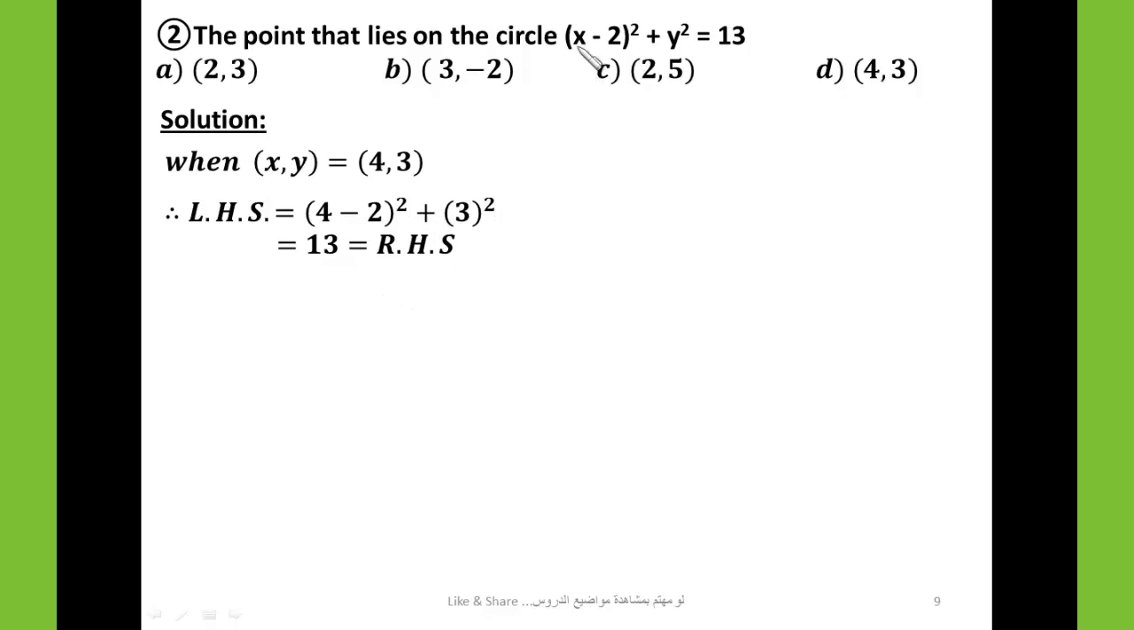Substituting x equals 4, so we have 4 minus 2. And substituting y equals 3, we have 3 power 2. (4 minus 2) all square, it is 4, because 4 minus 2 is 2, 2 square is 4, plus 9 equals 13. And this is equal to the right hand side. So the answer will be D.